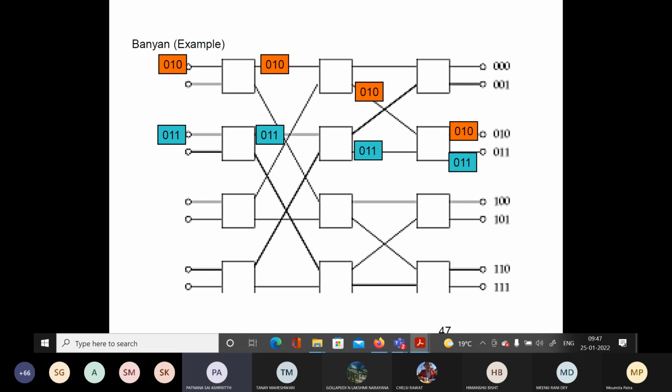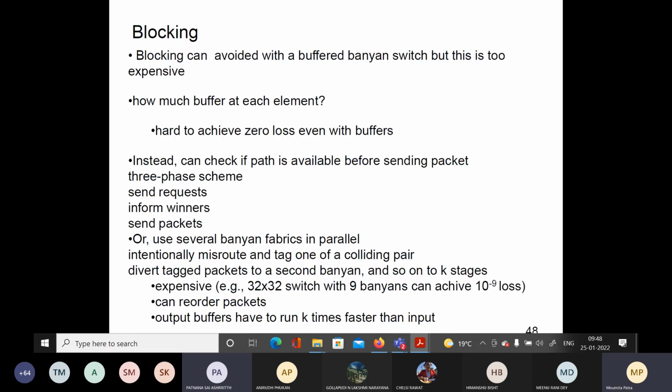Ma'am, if two packets have the same output destination, is that possible? Should be possible. What do you think? Then blocking is possible. Okay. All right. Is there anybody who thinks that blocking is not possible? All right. So I will keep this question then.